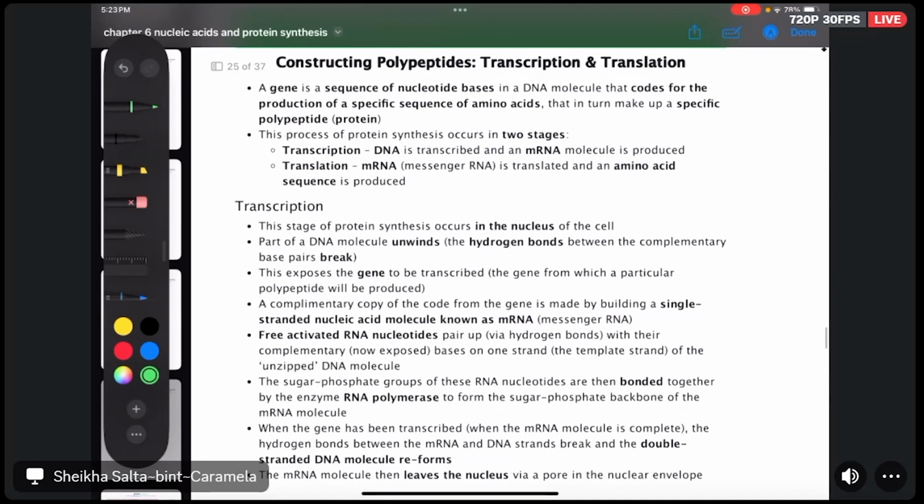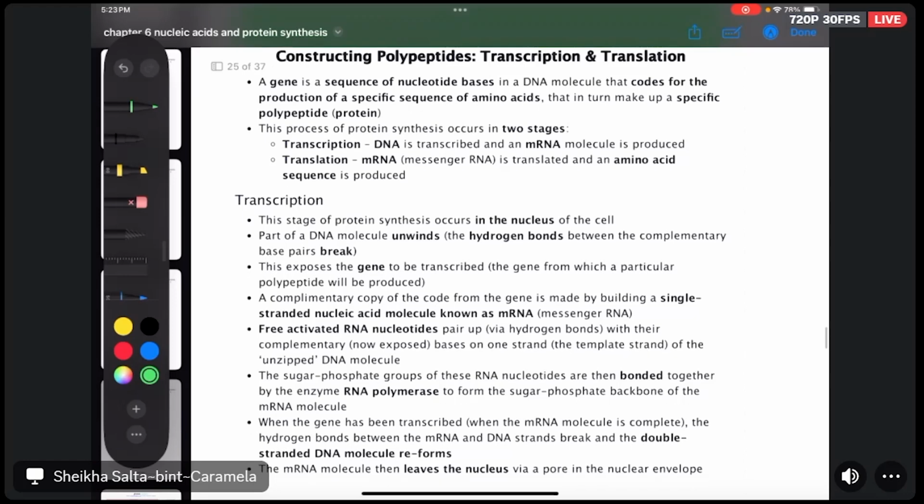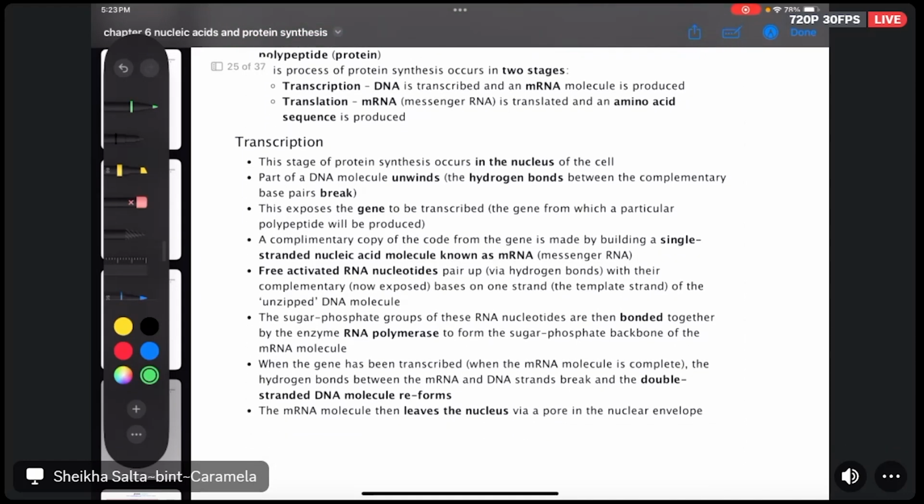Next, we have transcription and translation. So we'll go through transcription first. Transcription happens inside the nucleus of the cell, and parts of the DNA molecule will unwind wherever the gene that needs to be copied is. It will be unzipped using the helicase enzyme again, and this exposes the gene that needs to be transcribed.